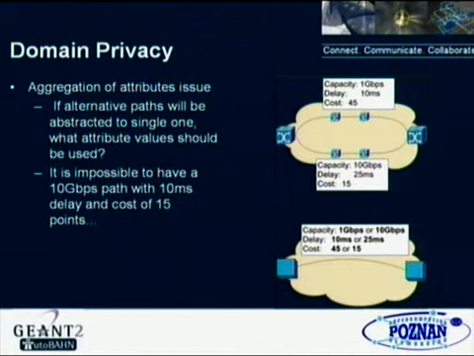So we are thinking about a few solutions to that. One of them is to limit the number of parameters that the user can choose during the reservation. So for example, he can select only the capacity and one of the other attributes, either delay or cost. This will limit the functionality of the software somehow, but it also eliminates the multi-criteria choice for the pathfinding and solves the issue of aggregation.